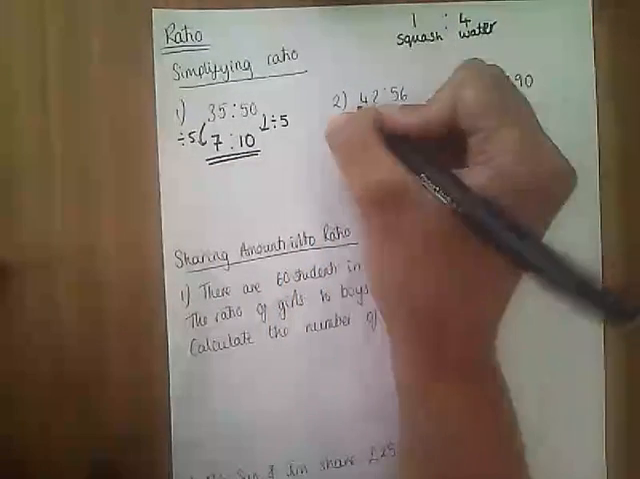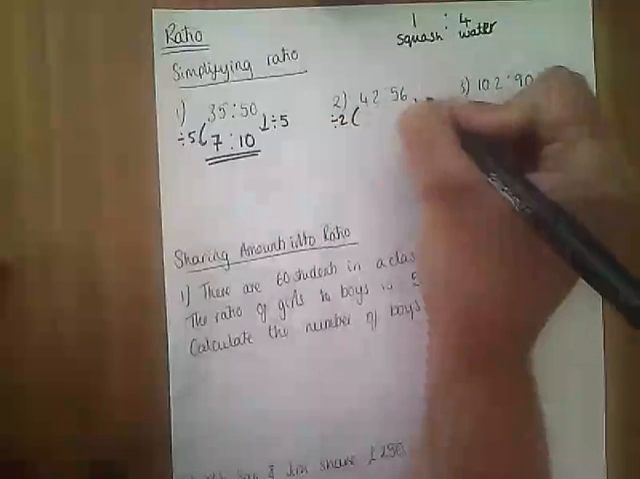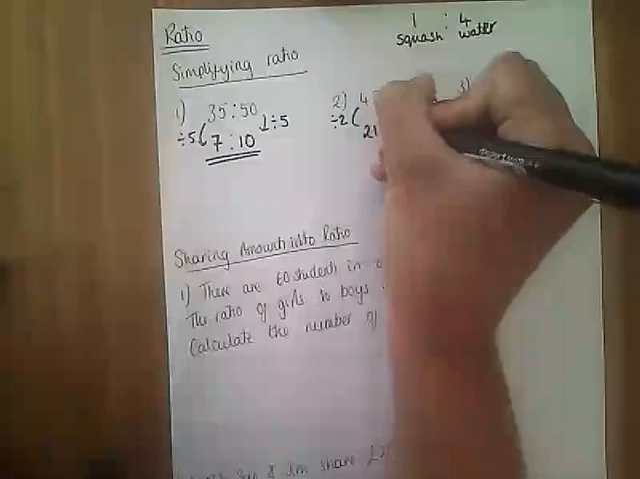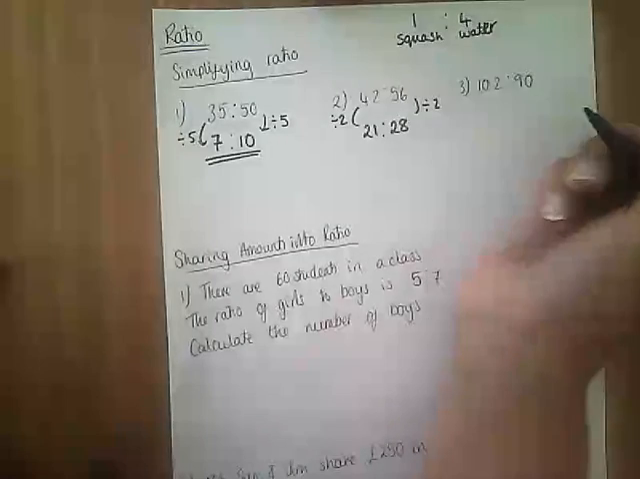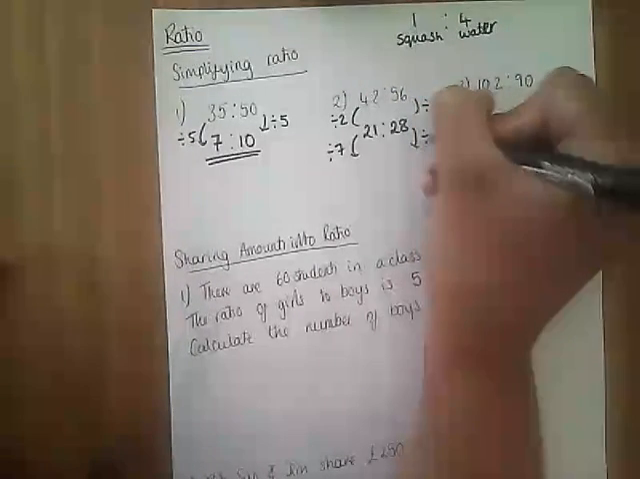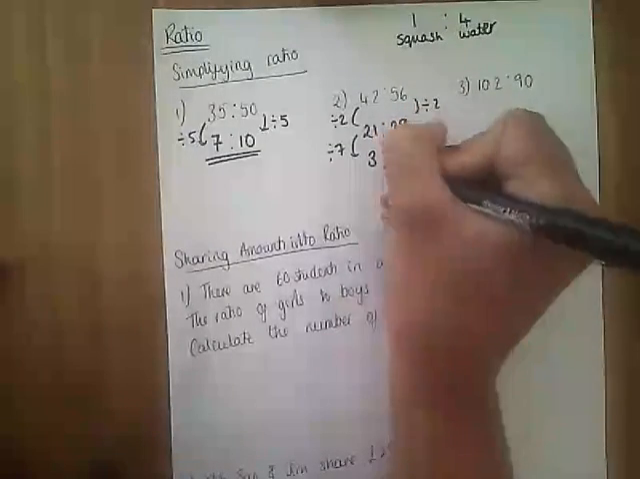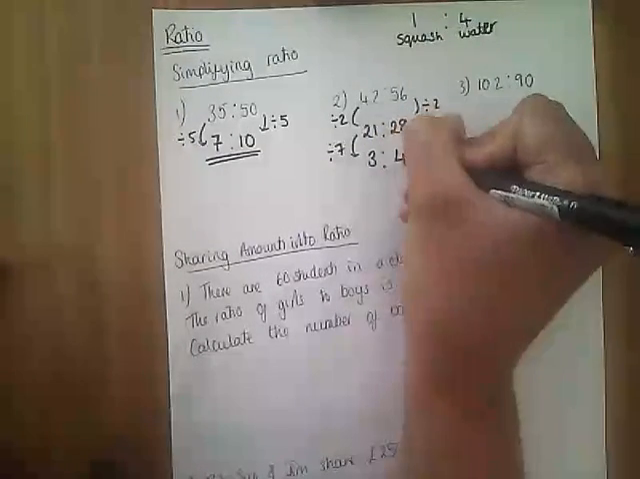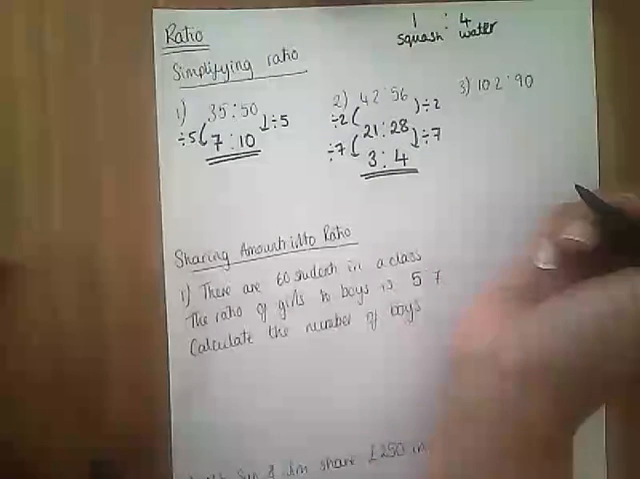Okay, this one, we might divide by 2 to start with. You might find a higher number to divide by, that's absolutely fine, but I'm going to go with 2. And then I can divide both of these by 7. How many 7s are in 21 is 3. How many 7s are in 28 is 4. That is as simple as that goes.